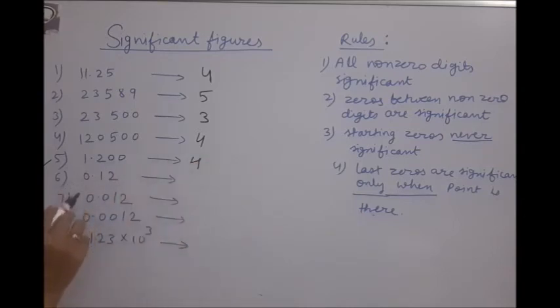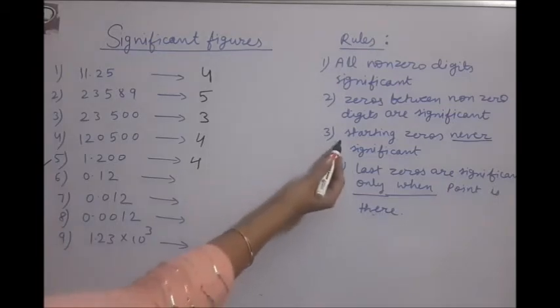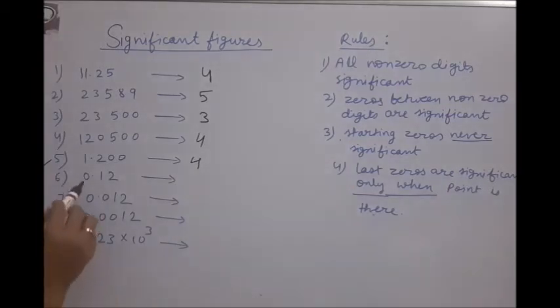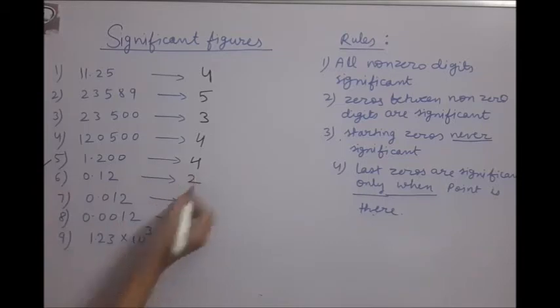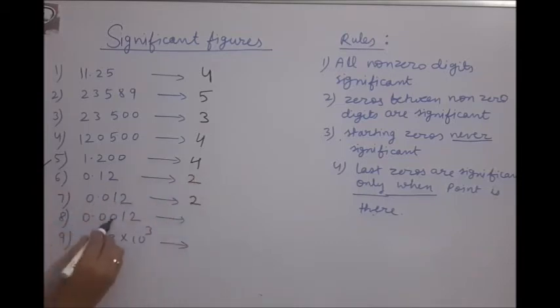Now come to these questions. Starting zeros. This is the rule for starting zeros. Starting zeros are never counted, whether the point is there or not. So this will be ignored. Only 1 and 2 digits are there. In this also only 2 digits are there. In this also 2 digits are there.